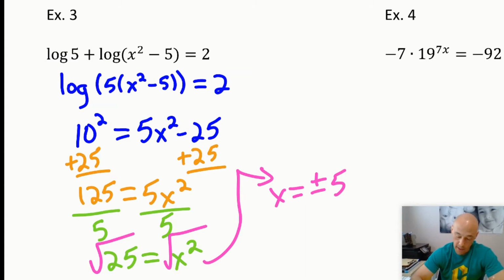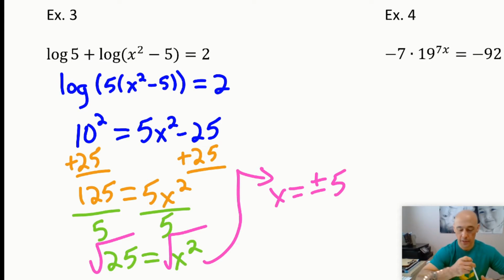So checking our answer, if we plug a positive 5 in there, this becomes 0. And we can't take the logarithm of 0. I thought this one had a solution, but it appears that it doesn't.